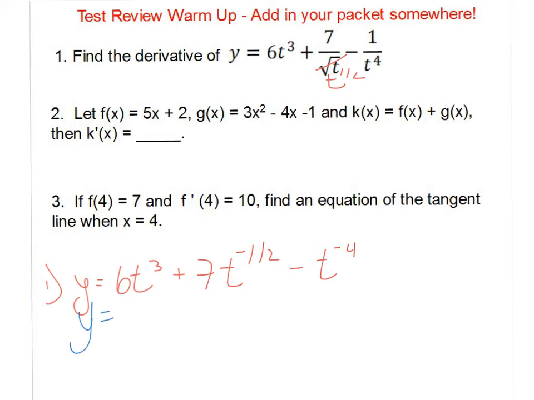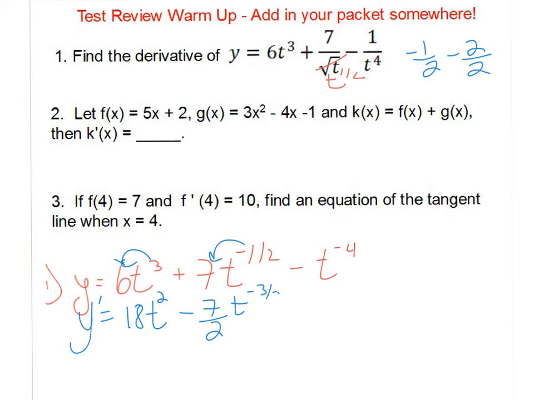So the derivative, using the power rule, we get 18t, and 3 minus 1 is 2, so 18t squared. Bring that down, so minus 7 over 2t. Now negative 1/2 minus 1, so I'll do 1 in the form of 2 over 2 with a common denominator. That's negative 3 over 2. Then bring that down, so plus 4t to the negative 5.